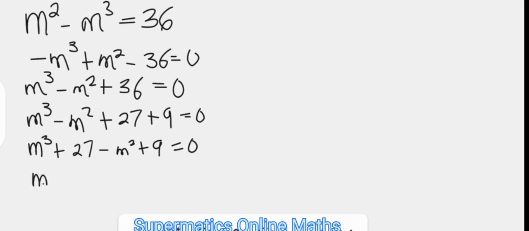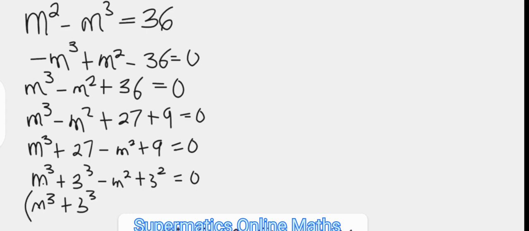That is m cubed plus 3 cubed minus m squared plus 3 squared equals 0. Now let us factor the negative sign from the last two terms on the left hand side. That's m cubed plus 3 cubed minus m squared minus 3 squared, and that's equal to 0.